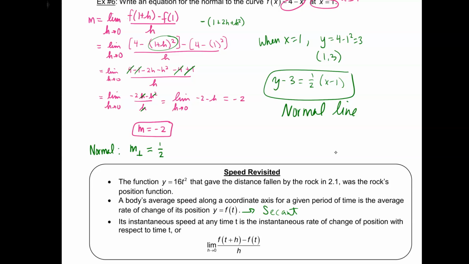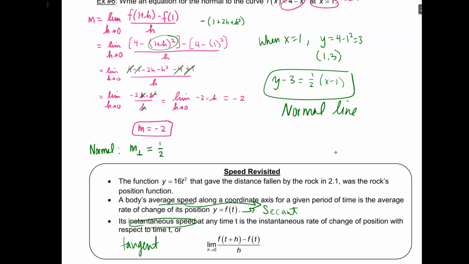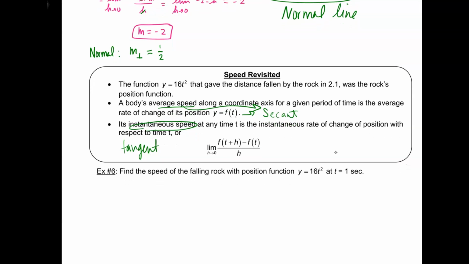Its instantaneous speed at any time t is the instantaneous rate of change of position. This is how we were talking about our tangent. Tangent is instantaneous. If you want average, it is secant. I think that's about the 50th time I have said it. Alright, so what are we going to do? Let's find the speed of a falling rock with this position function at time equals 1 second. At 1 second, I'm wanting it at one specific instant, so I'm going to use my instantaneous speed, my instantaneous velocity.